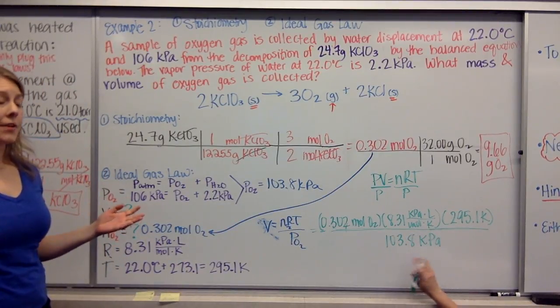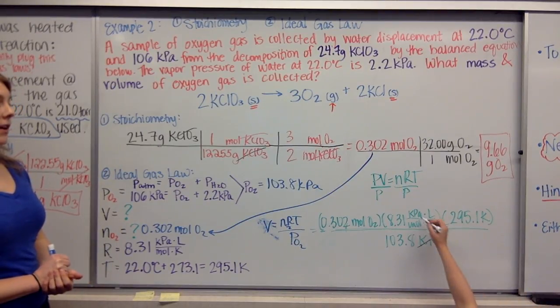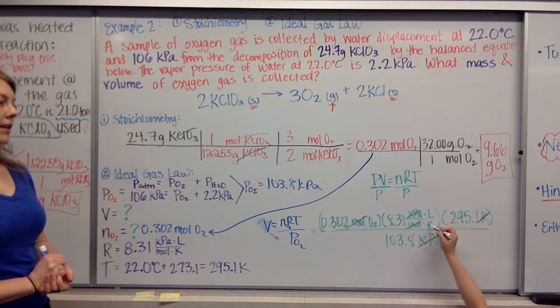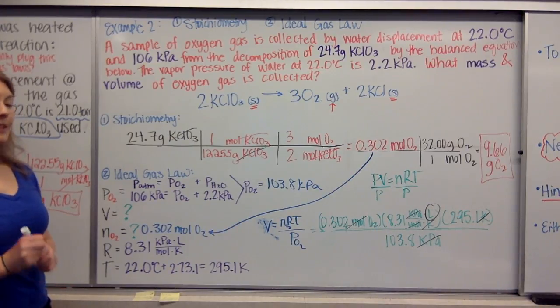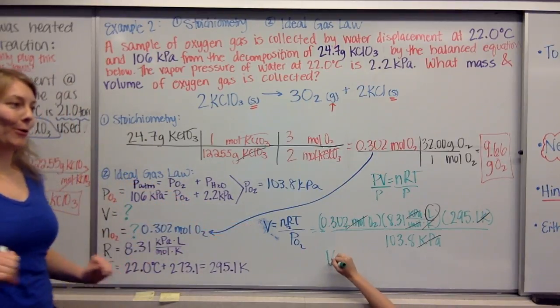Make sure you include all the units so that you can see what crosses off. All right? kPa is crossing off. We have moles crossing off, and then we have Kelvin crossing off. So our final unit is liters, which is what we want for a volume. Okay, that's how you're going to double check you're on the right track.